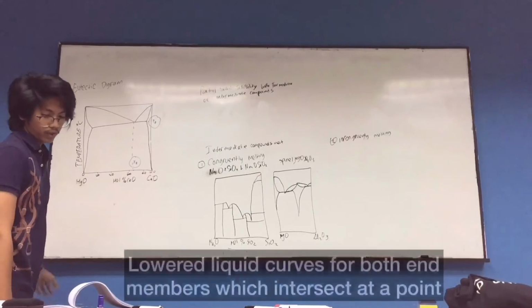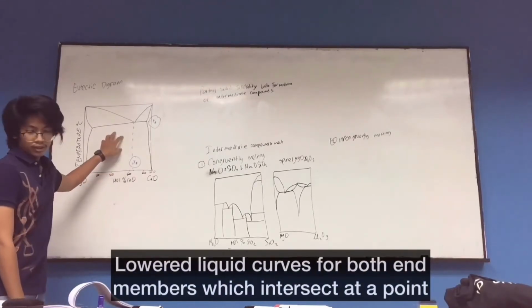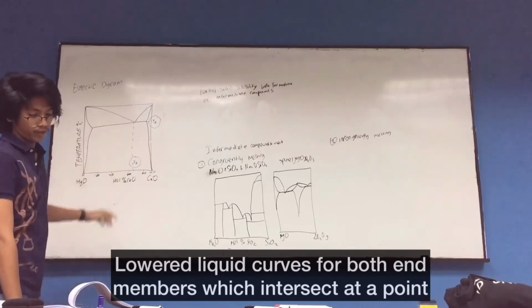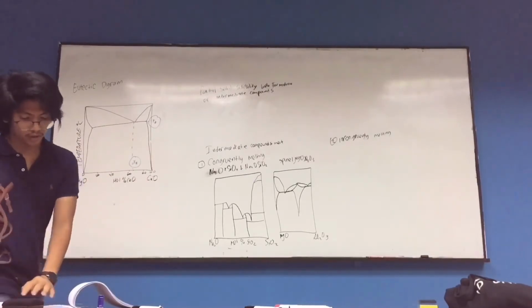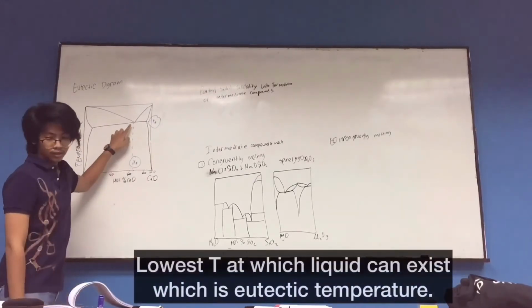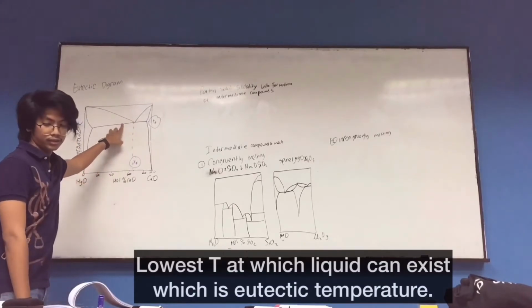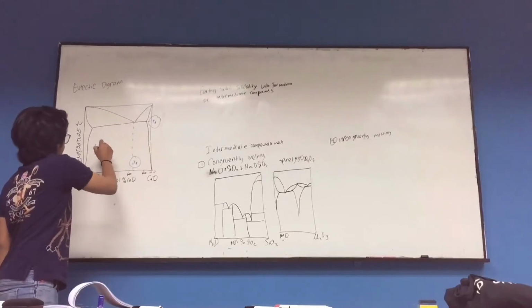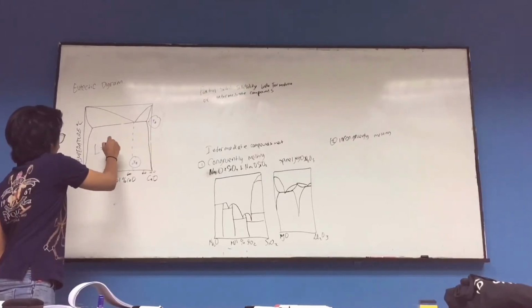The lower liquidus curves for both end members intersect at a point. The lowest is the temperature at which liquid can exist, the eutectic temperature. And this is L equals alpha plus beta.